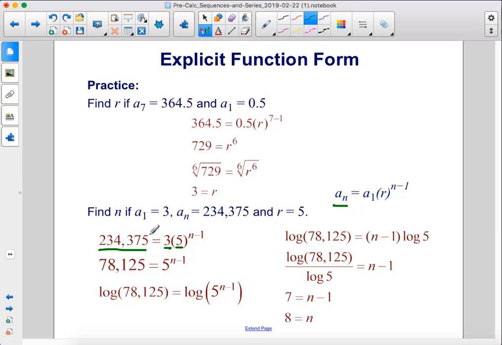Alright, so we're going to divide both sides by 3. Then we're going to take the log of both sides. When we do that, we have log of 78,125 on the left, and we can bring this exponent down in front, so we have n minus 1 times log of 5. Divide both sides by log 5, set that equal to n minus 1, and we see that this equals 7. So 7 equals n minus 1, or n equals 8.